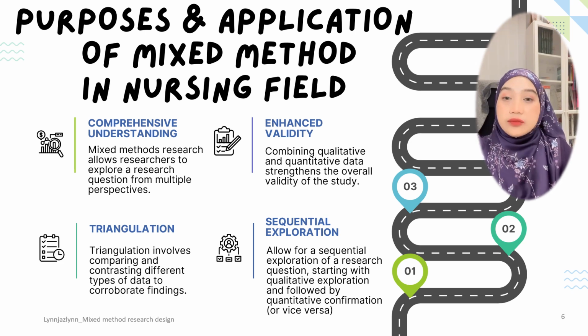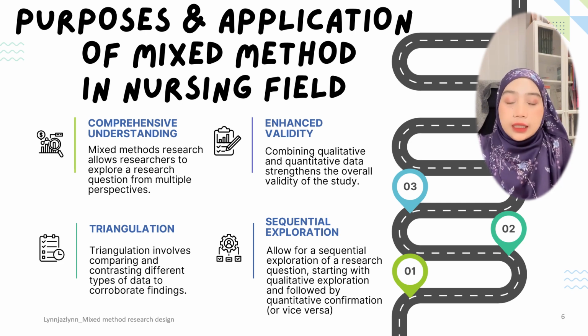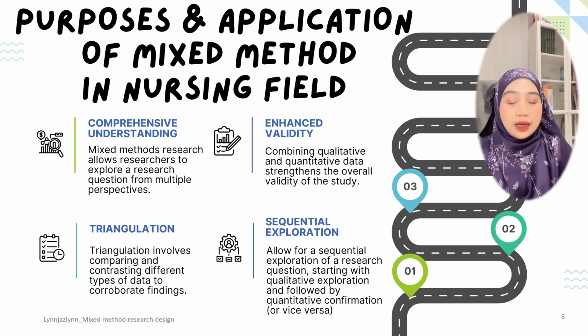The third one is triangulation. Triangulation is a powerful methodological approach used in research to enhance the credibility and validity of the findings. It involves comparing and contrasting different types of data to corroborate findings, ensuring a more comprehensive and robust understanding of the research problem. Other than that, mixed method research allows for sequential exploration of research questions, either starting with qualitative exploration followed by quantitative confirmation, or vice versa.